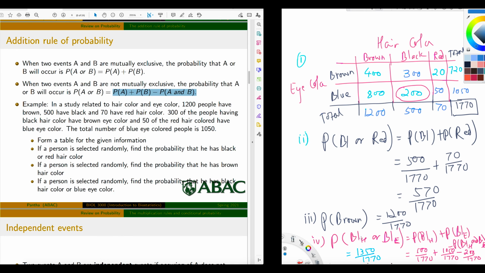So this is how we find out the probability of A or B, if they have anything common, joint, or nothing common, disjoint. We have two different formulas. For the disjoint we have P(A) plus P(B). For the joint we have P(A) plus P(B) minus the probability of the common. Okay guys, this is what we do.